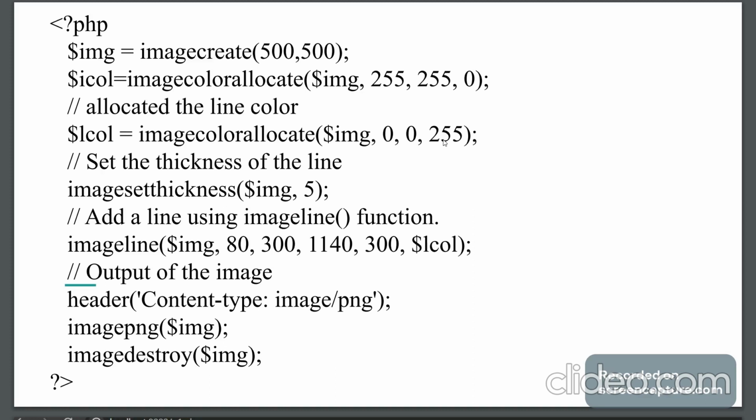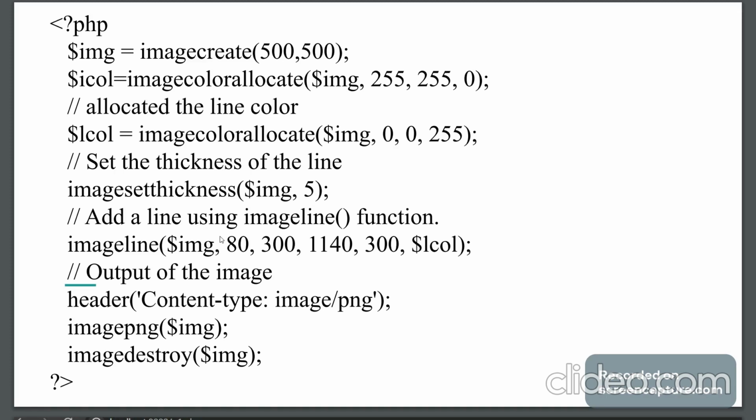If you want to set the thickness of the line, we can change it. By default it is 1, so we can change that with imagesetthickness, in brackets the variable name, comma, thickness, an integer number. I have changed that to a thickness of 5.